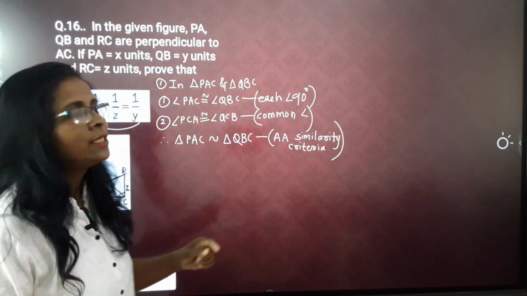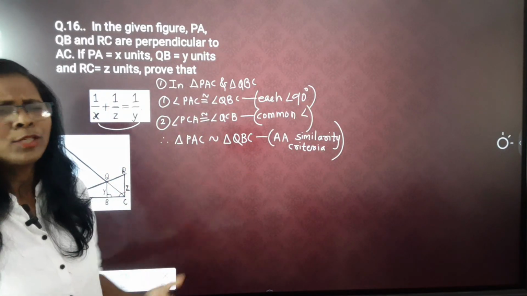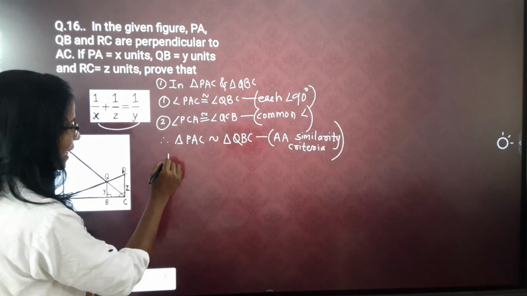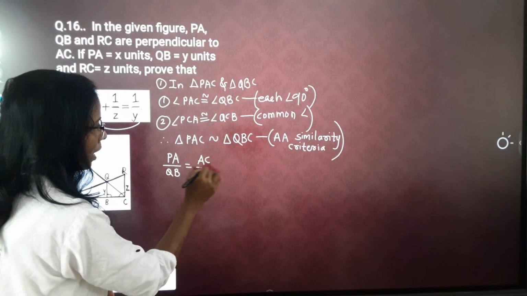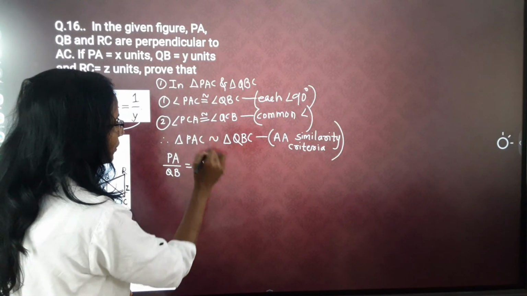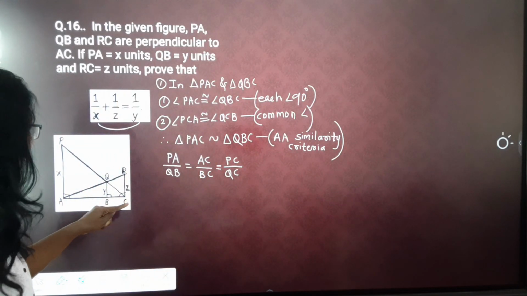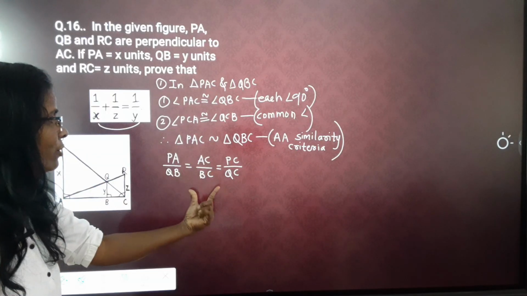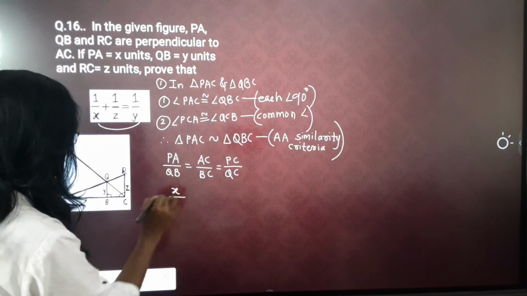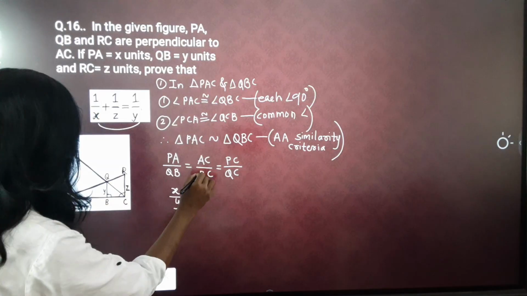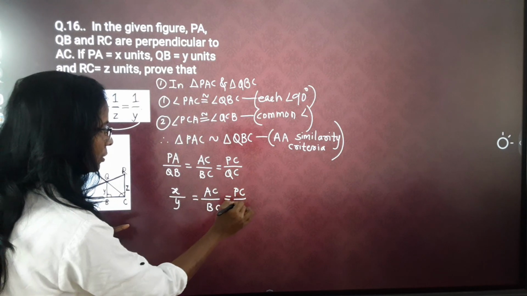Okay, now the students see, as the triangles are similar to each other, their sides ratios are equal. So here PA upon QB is equal to AC upon BC is equal to PC upon QC. That is, PAC is similar to QBC. So we have these three ratios equal. Now PA means X, QB means Y, so X upon Y. AC is not given, so write as it is, AC upon BC, and the second one, PC upon QC.